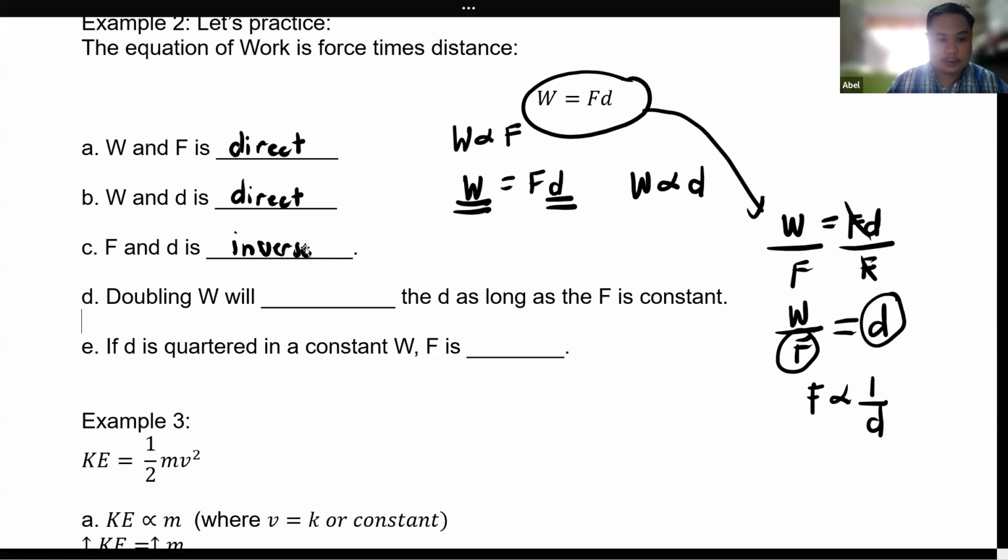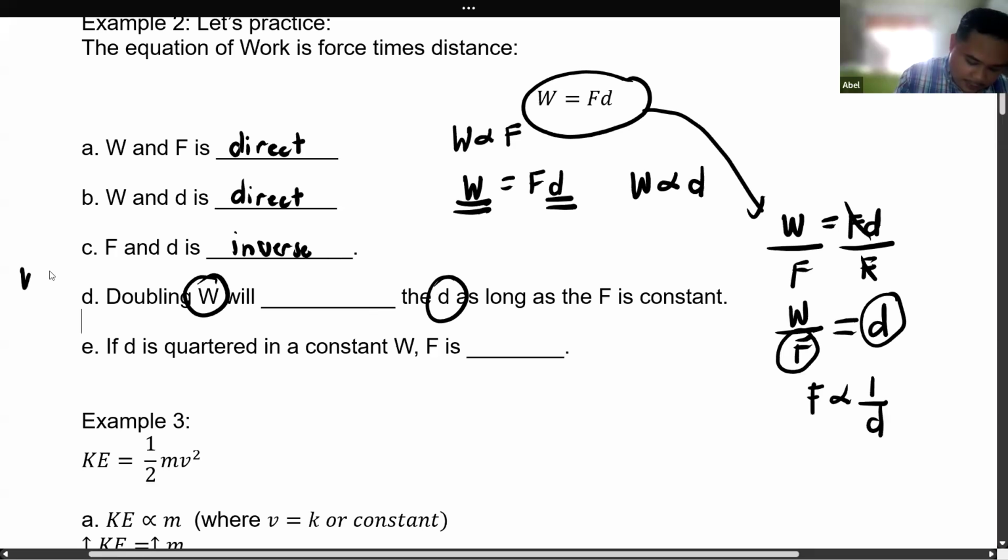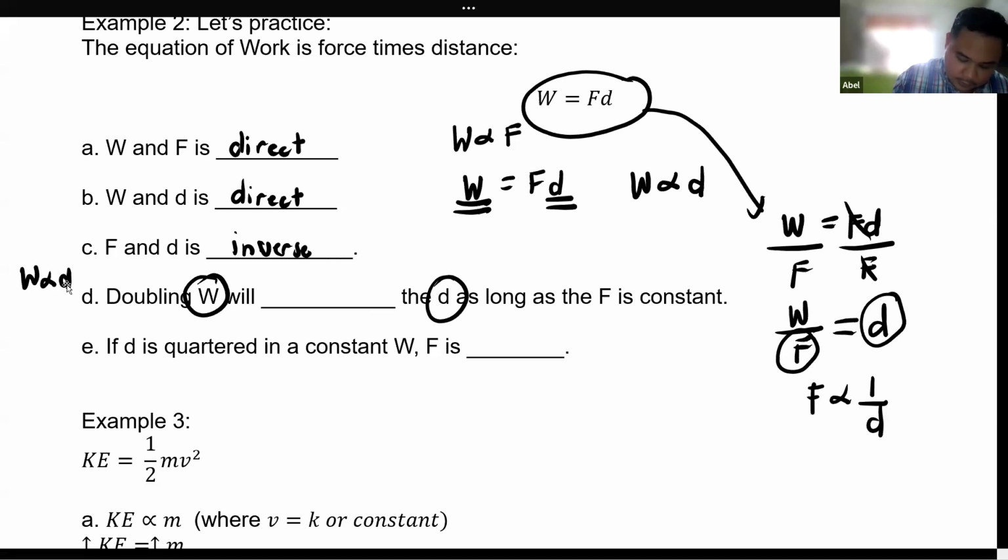Now, how about doubling W? We'll blank as the D, as long as the F is constant. So meaning to say, if we look at the W and D, W and D are directly proportional. Therefore, doubling the W will double the D as long as the F is constant.